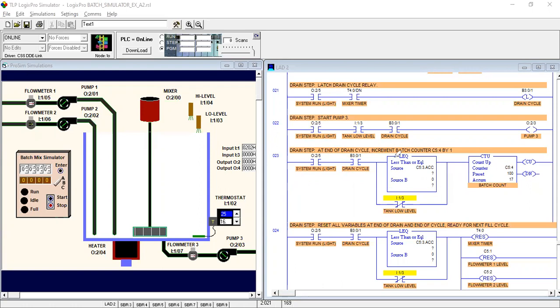Then we have the less than or equal to instruction and the counter up instruction. In the less than or equal to instruction we have two source parameters. In source A we put the counter's accumulated value, and in source B we put the zero value. And in parallel we connect the tank low level with the help of an NC instruction. And on the right side we connect the counter instruction.